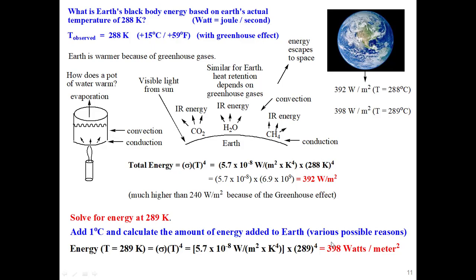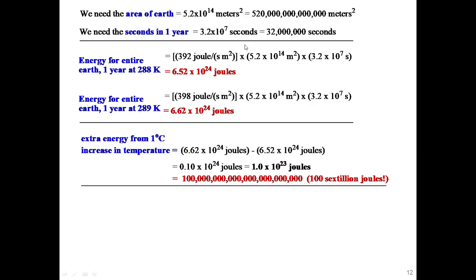But then we've got to think, how many square meters are there on Earth? Well, if you calculate it out, there's a lot of square meters on Earth. So again, a big number. Millions, billions, trillions. 520 trillion square meters. We have to multiply that by every one of those 392 joules per square meter. But we're also doing it for a year, so we need to bring back our 32 million seconds in a year. So I put that in, and we get a number that is almost incomprehensible how big it is, 6.52 times 10 to the 24 joules.